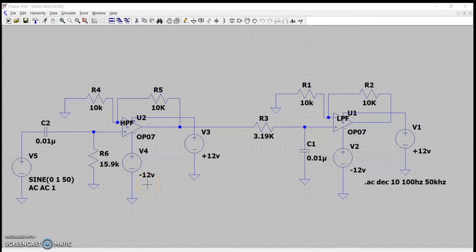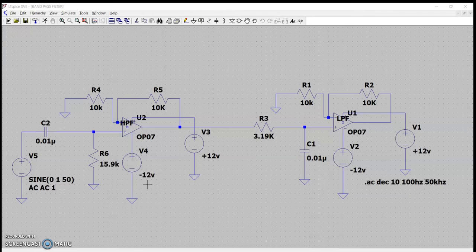Hello everyone, in this video I will show you how you can simulate and run a bandpass filter in LTSpice. So here, this is the bandpass filter. Bandpass filters are of two types: one is a wide bandpass filter, another one is a narrow bandpass filter.